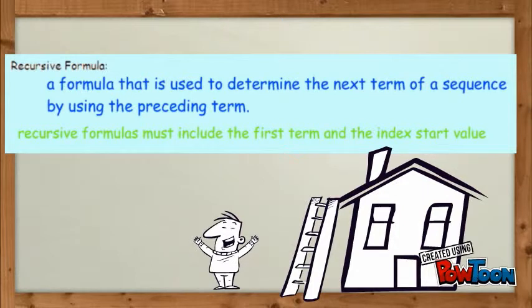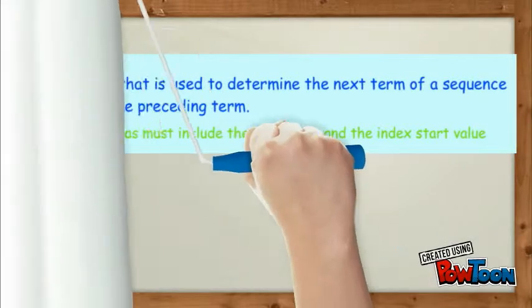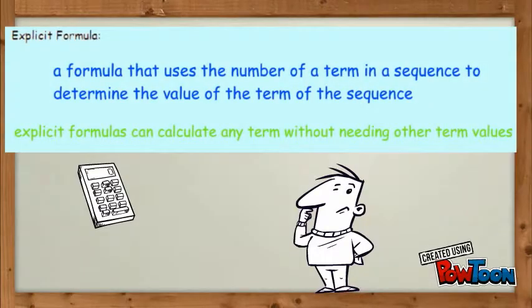The explicit also does not rely on the term before. I do not need to know anything about the term before to get a term in an explicit sequence. An explicit formula uses the number of a term in a sequence to determine the value of the term of the sequence. Explicit formulas can calculate any term without needing other term values. So unlike recursive, I do not need to know the term before to find a term in an explicit sequence.